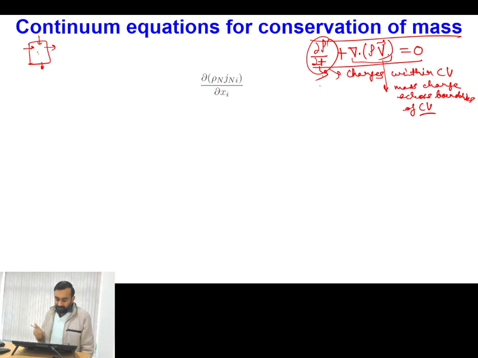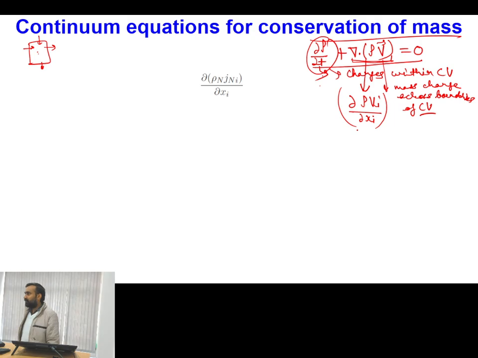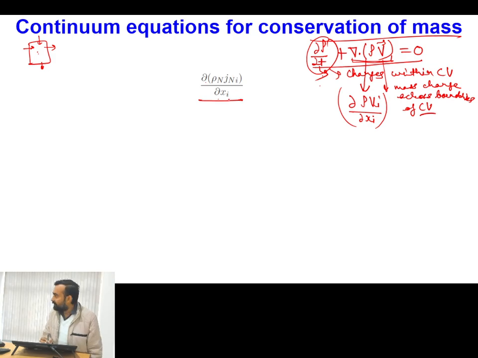Now we have to understand each term one by one. This second term, if I write it in tensor notation, I can write as del rho vi divided by del xi. Is this point clear? In tensor notation, this term can simply be written as del rho vi by del xi. What have I done over here? I have written a term del by del xi. First, have you understood how I can write from this to this? What is this?